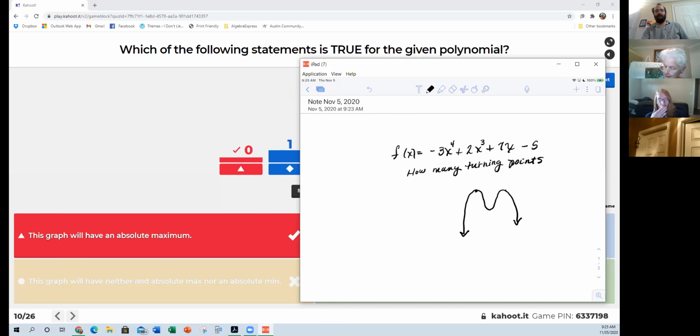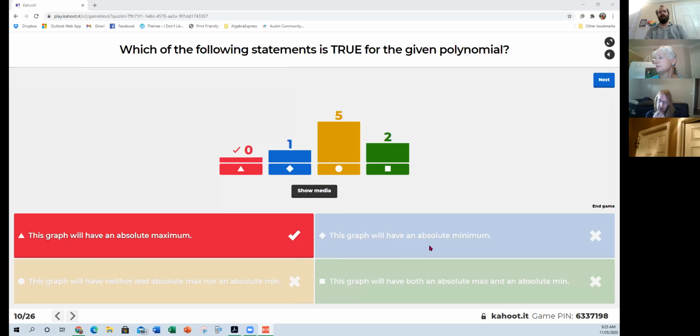Now these might be the same level, but that would still be an absolute maximum. Or one might be higher than the other one, in which case that would be the absolute maximum. Definitely won't have an absolute minimum because both ends will be pointing down. It will have an absolute maximum. It won't have both.